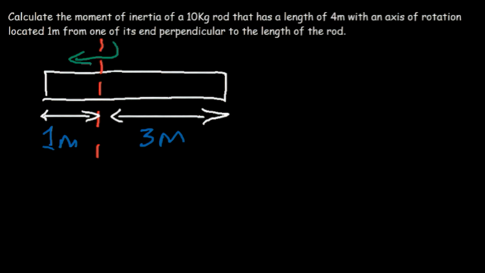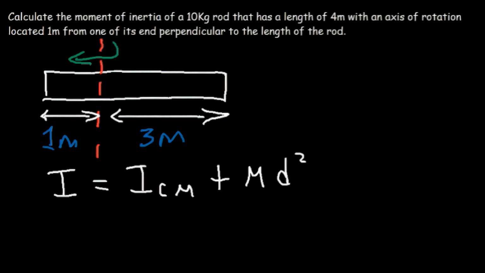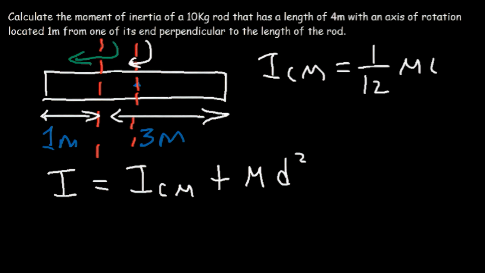So we need to use the parallel axis theorem equation. The inertia of this system is equal to the inertia where the axis of rotation passes through the center of mass plus m times d squared. So let's say that the mass is uniformly distributed throughout this rod. The center of mass is located right in the middle. Now the inertia, if the axis of rotation was at the center of mass, we know it's equal to 1 over 12 times mL squared.